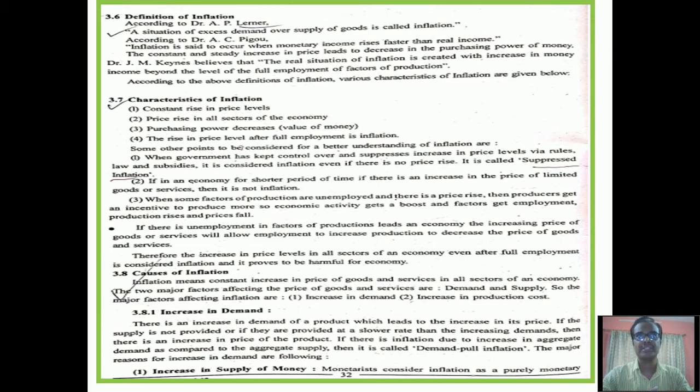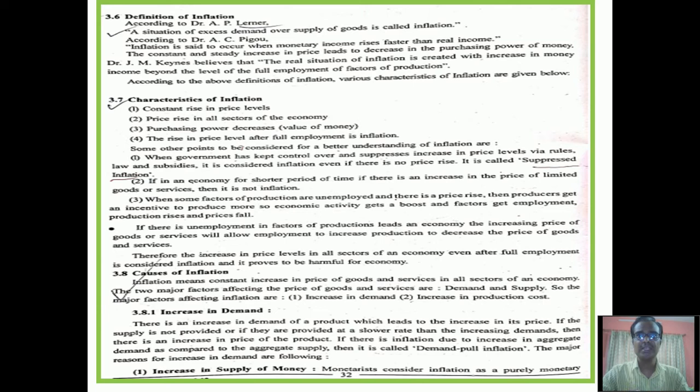So it is one type of inflation. The constant and steady increase in the price leads to a decrease in the purchasing power of money. Purchasing power is very important. Purchasing power means the way in which you increase your demand with the help of your pocket money. If you have more money in your pocket and you are able to purchase any commodity with that money, it is called purchasing power.